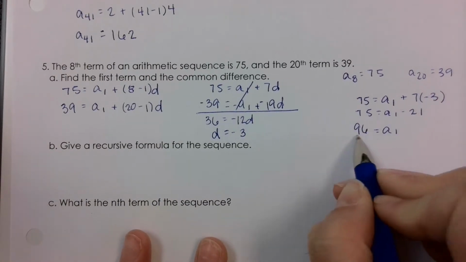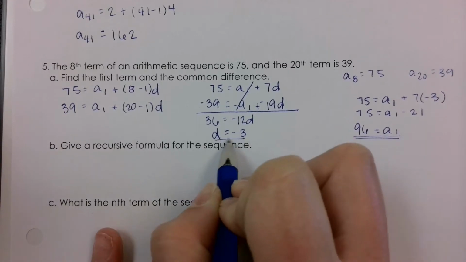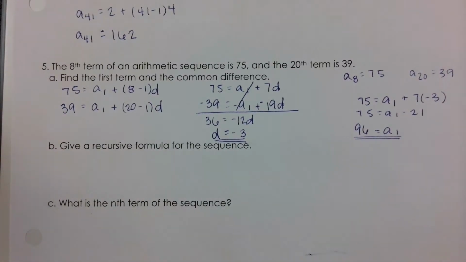So our first term was 96. Our common difference was negative 3. And we're all done there. Is that okay? Questions there? I think the trickiest part on that was just knowing what to do with the information they gave you. So, other than that, it's pretty straightforward, I feel. Anything we're not sure about, don't understand?